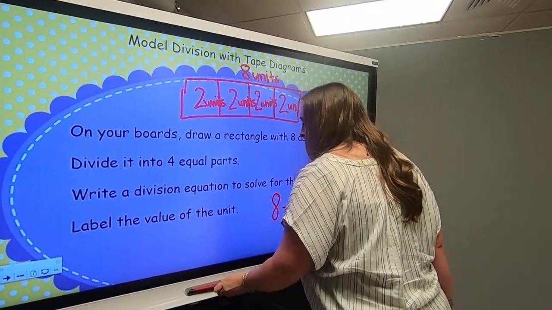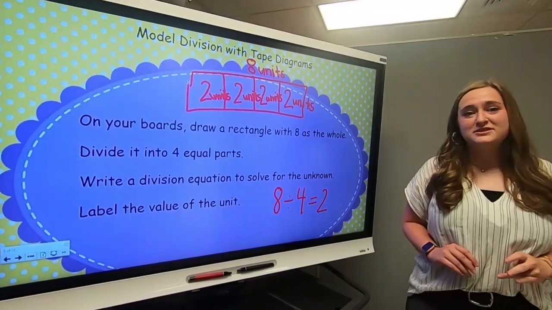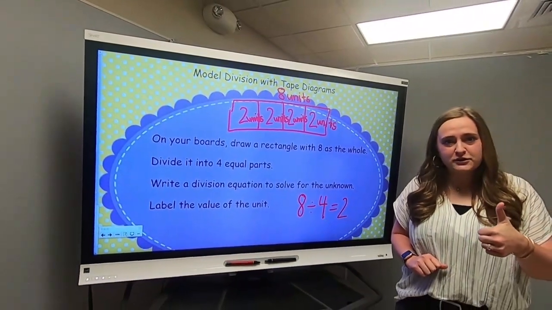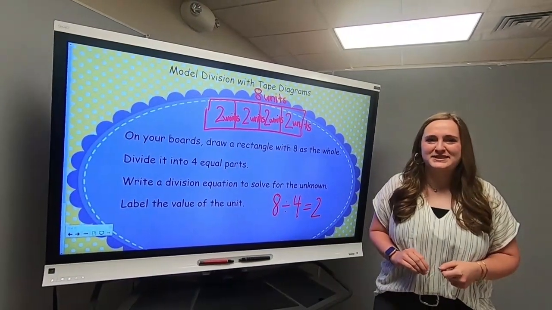All right, awesome job, guys, and let's get ready to start our application problem. So that means you can take out your math journal or just continue to write on your piece of paper.